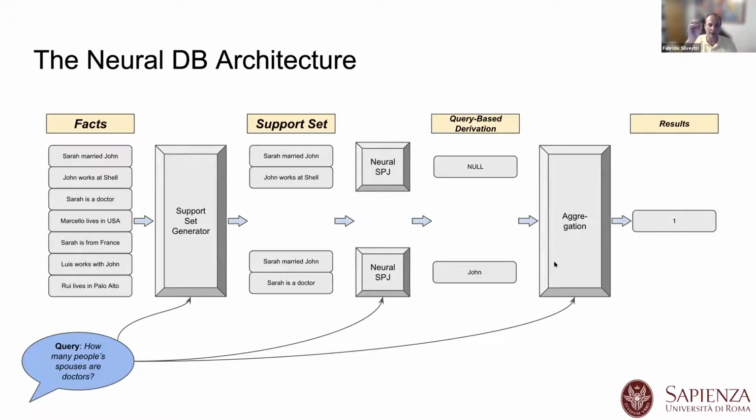And then the Neural SPJ is trying to understand if, let's say, one person's spouse works as a doctor, right? So in the first case, the Neural SPJ returns null because none of them is a doctor. And the second one actually returns John because John is married to a doctor. And so the aggregation simply counts the number of not null entries in these, let's say, query-based derivations of the support sets.